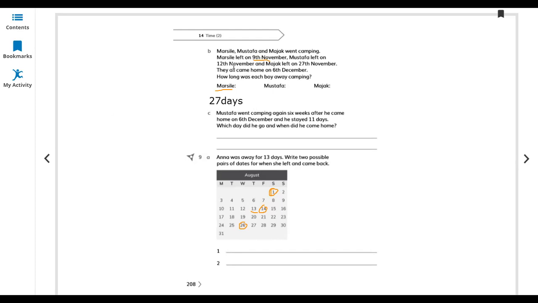And the 12th of November to the 6th of December: 12 plus 18 equals 30, because in the month of November we have 30 days. So 18 days from November and 6 days from December, 18 plus 6, 24 days.